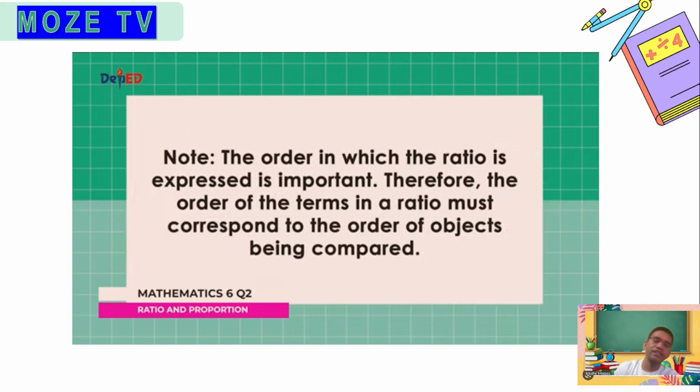Okay, so the order in which the ratio is expressed is important. The order of the terms in a ratio must correspond to the order of objects being compared. Mao na sa kung ingon ganiha, dili pwede balihon. Kung unsay unang gipangayo gipa-compare, for example, boys to girls, o ang number of boys unahon ninyo og butang sa ang number of girls. Okay, important kay na sila.